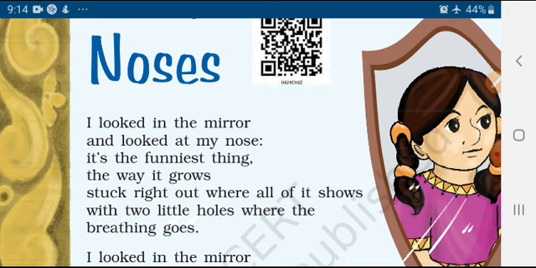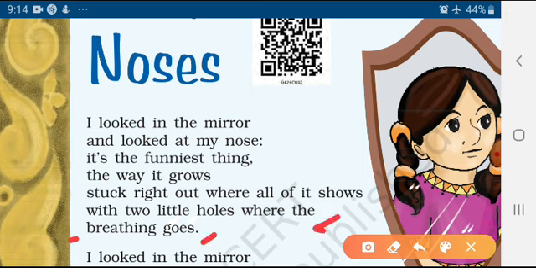कहती है, stuck right out where all of it shows. यह जो है कि राइट आउट, यह चिपका हुआ है मेरे चेहरे पर, मेरे चेहरे के सामने. Where all of it shows, जहाँ सब कुछ दिखाई दे रहा है. With two little holes, इसमें दो लिटिल होल्स हैं, छोटे छोटे होल्स हैं नोज में. Where the breathing goes, जहाँ से सांसें आती और जाती हैं. गोज का मतलब आना और जाना, ब्रीदिंग माने सांसें.